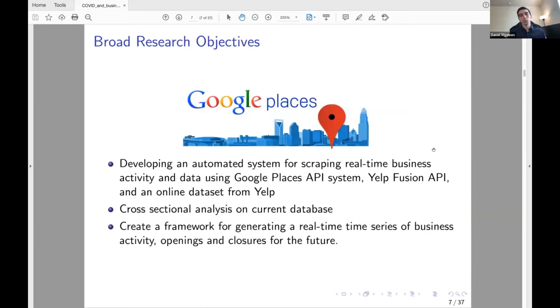Our broad research objectives are to mimic these real-time macroeconomic measurements through online data. So we want to create a system that can scrape a list of businesses that are active in one particular snapshot in time. And if we were to look at several snapshots, well, we could have this panel data set in which we understand how businesses are participating in the economy over time. And the idea is that, of course, this could be very useful for policymakers.